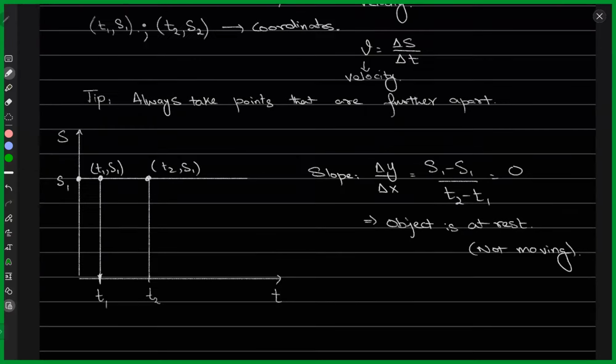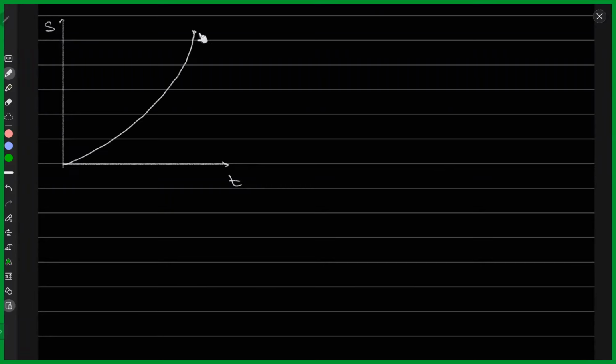Then we can move to a bit more interesting situation. Let's look at a displacement time graph where the graph is not a straight line anymore. The graph is curved. For example, it looks like this. Now this is a curve. How do I find the slope on a curve?